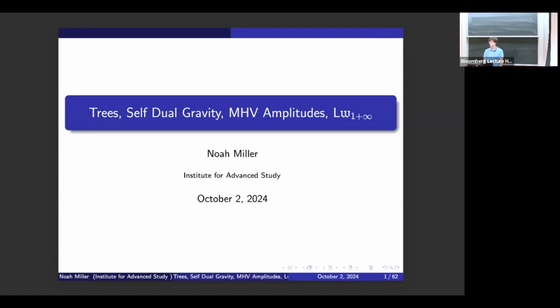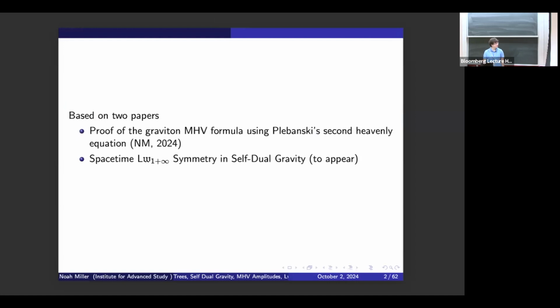So today we're very happy to have Noah Miller, who's going to tell us about tree self-dual gravity, MHV amplitudes, and Lw1+infinity. Thanks. Okay, thank you all for coming to this talk. So this will be based on two papers, one on the gravity MHV amplitude, another on Lw1+infinity, which hopefully will appear in the future.